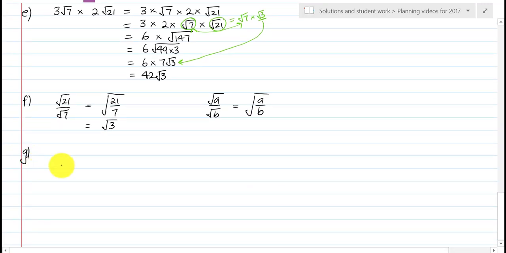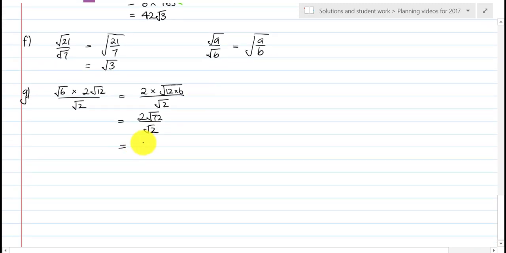And finally, example G. In example G we have root 6 times 2 root 12 over root 2. And so this is the 2 just multiplied by the 1 outside the root 6 times by root 12 times 6 over root 2. So this is now 2 root 72 over root 2. Now I can bring those surds together using that fraction rule. So that is 2 times root 72 over 2.